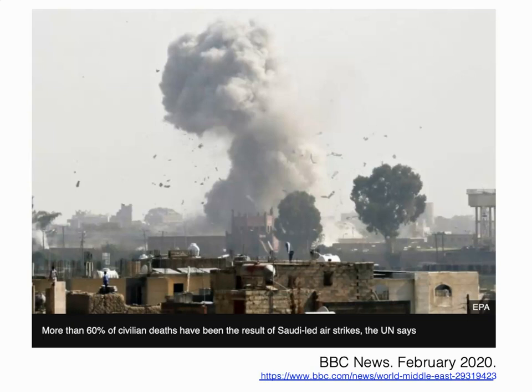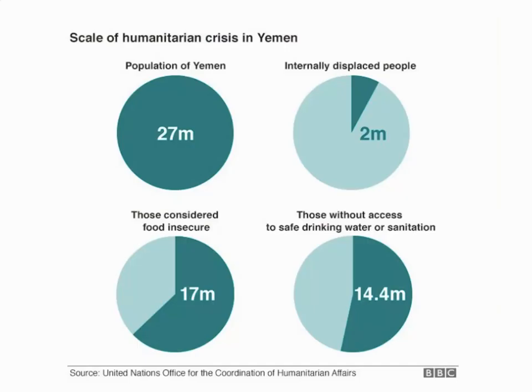Overall, there is a huge number of civilian deaths in Yemen, and 60% of those civilian deaths have been the result of Saudi-led airstrikes. Overall, on the scale of the humanitarian crisis in Yemen, there is a population of 27 million people. 2 million are internally displaced people, but even more are considered food insecure. That's actually more than half of the population, 17 million. And also half of the population is without access to safe drinking water or sanitation, which has, for example, led to major outbreaks of cholera in Yemen in the 21st century.